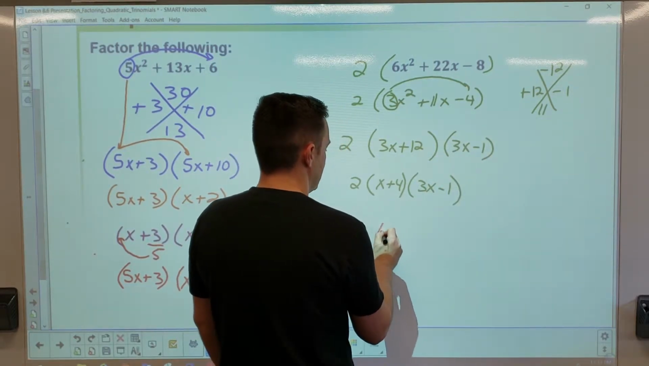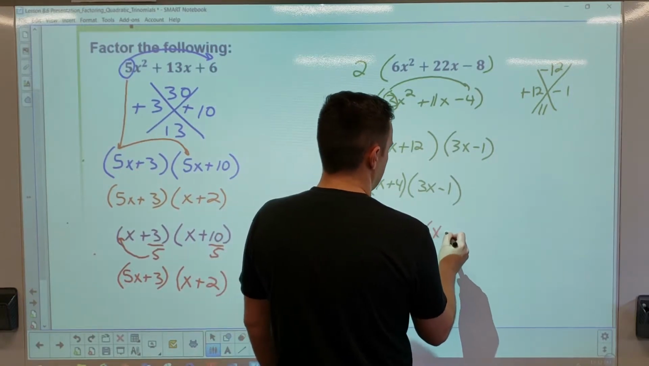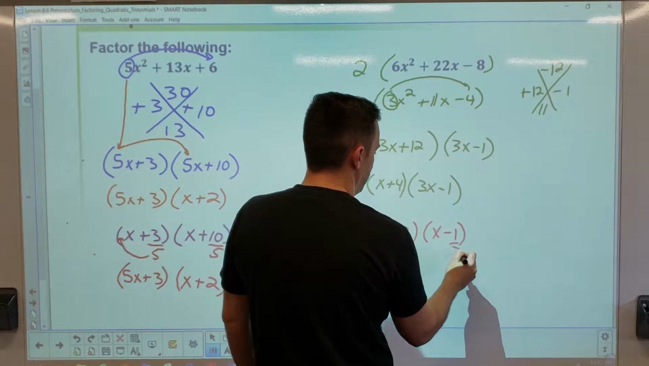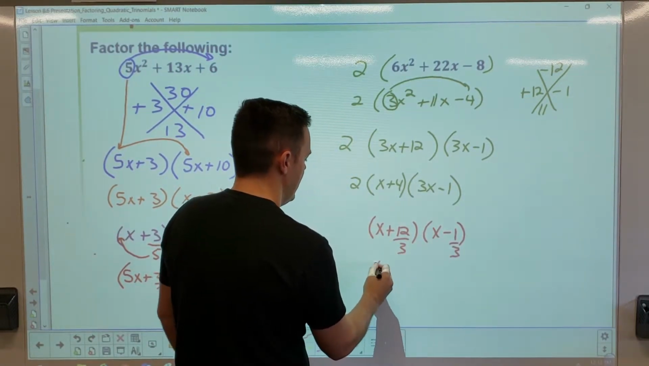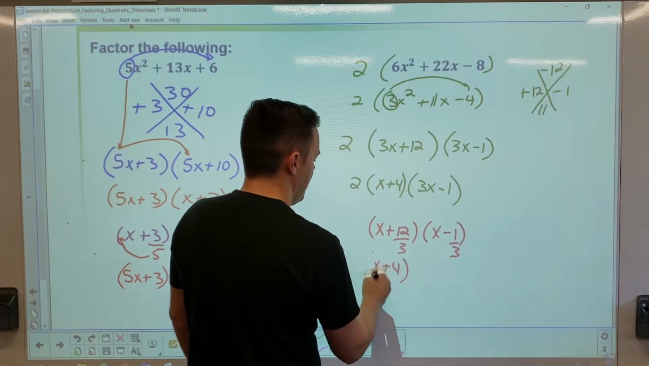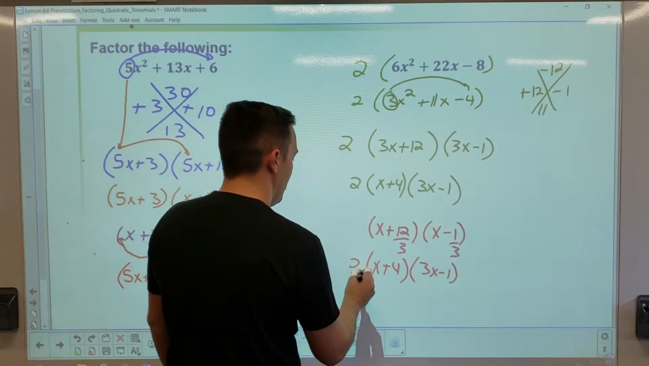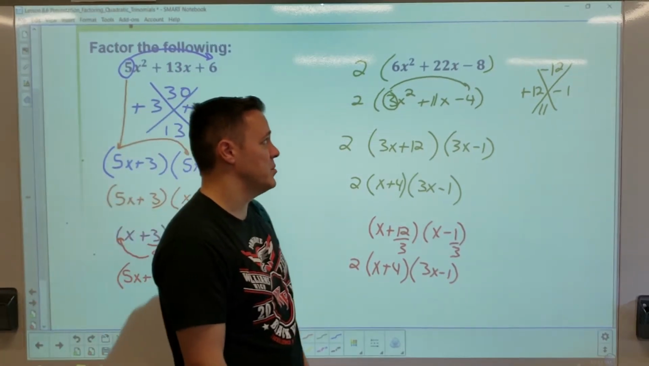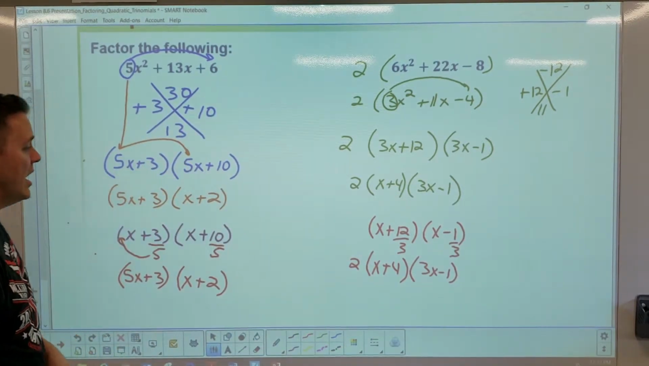So again, it's going to be x plus 12, and then x minus 1, and then you would divide it by 3, divide by 3, and if you see that, this is going to be what? x plus 4, and then 3x minus 1, all times 2 on the outside. Usually, ladies and gentlemen, we don't present this to you, but the book likes to throw in these wonky ones, so I have to make sure I show that to you as we go forward.